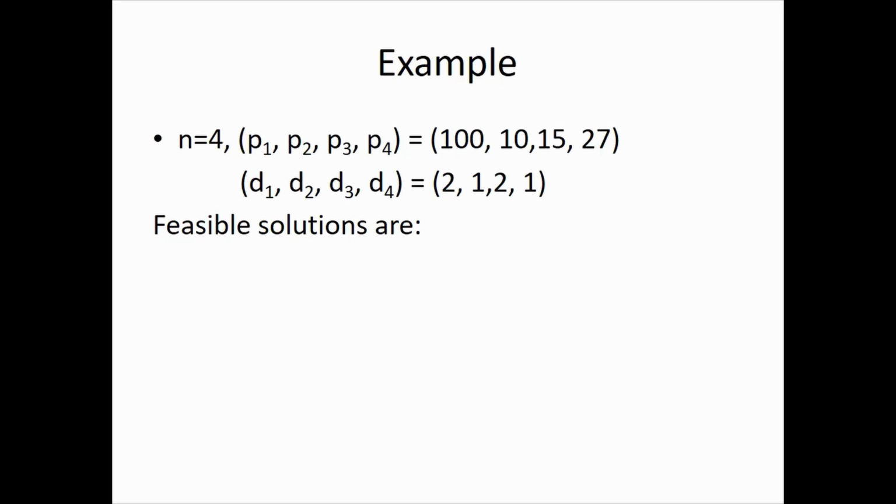Similarly, we have the deadlines for each and every job. D1 is the deadline for job 1, it's 2. D2 is the deadline for job 2, it's 1. D3 is the deadline for job 3, it's 2. And D4 is the deadline for job 4.